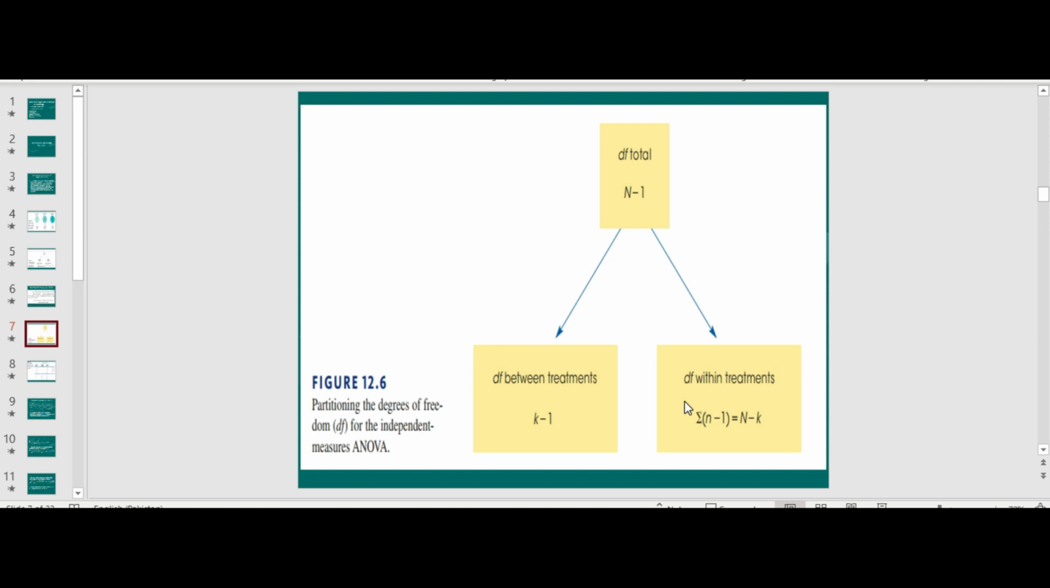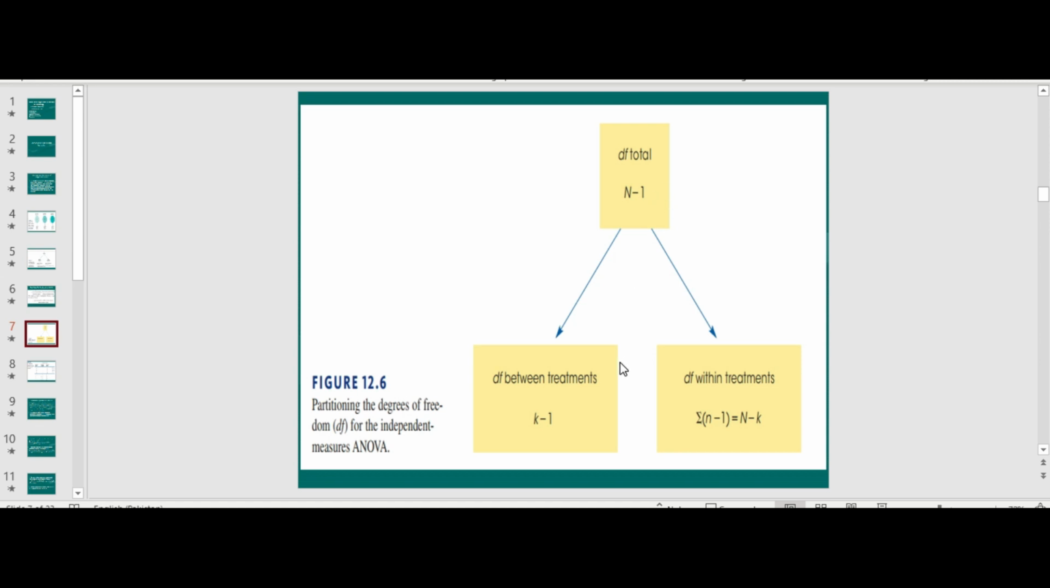Total degree of freedom: to find the DF associated with SS total, we must recall that the SS value measures the variability for the entire set of n scores. Therefore, the DF total will be n minus 1.